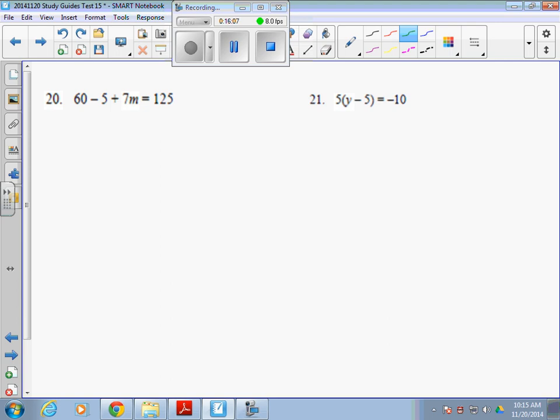Number 20 says 60 minus 5 plus 7m equals 125. Before you undo anything, combine 60 and negative 5. That's like 60 minus 5 is 55 plus 7m equals 125.